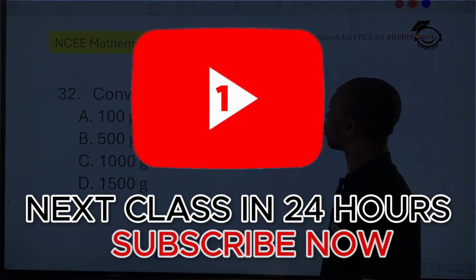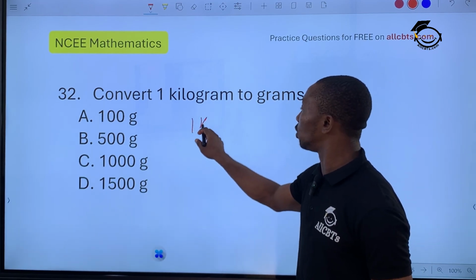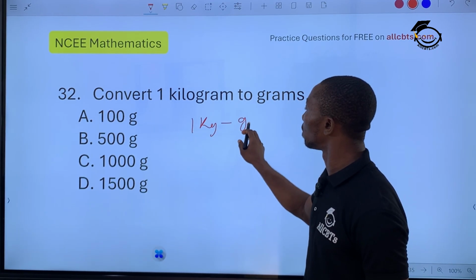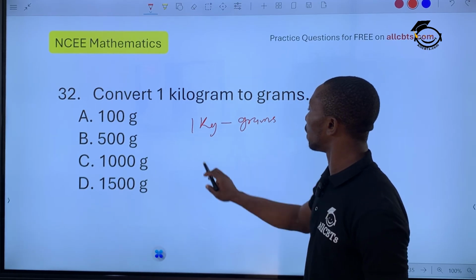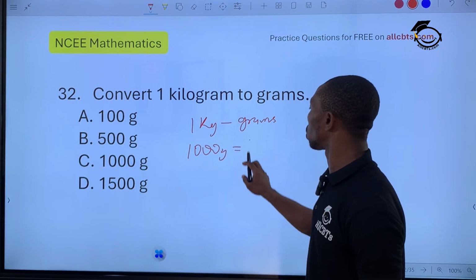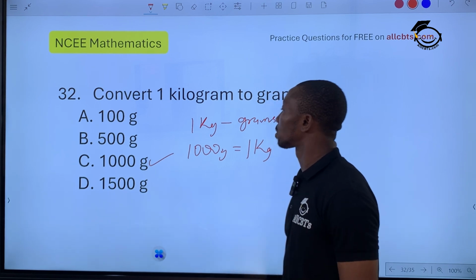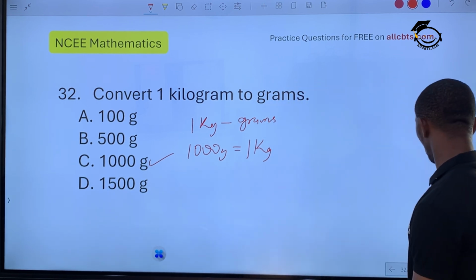Convert 1 kilogram to gram. To convert 1 kg, kilogram, to grams, we know that 1,000 grams equals 1 kilogram. So 1,000 grams equals 1 kilogram.